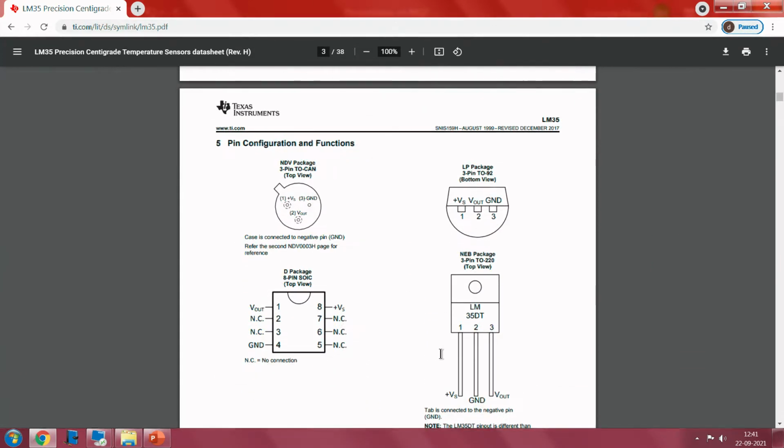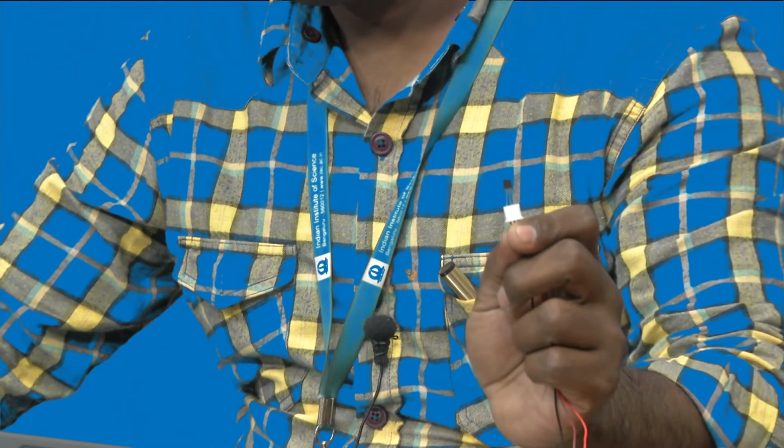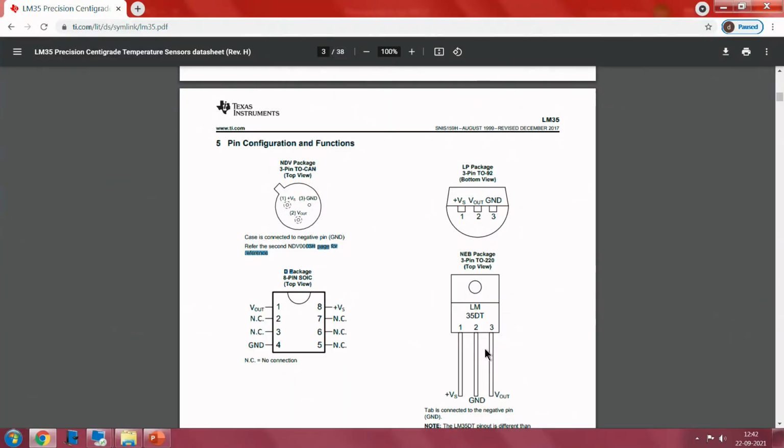So these are the different packaging options. Right now, whatever I showed you was T092, okay, and there are other packages, TO-CAN, SOIC, and we also have LM35DT, which is another package, the TO220 package. The package in my hand is T092. If you see from the flat side and keeping it down, the left side is Vs, V out is the center pin, and the ground pin is the right side.